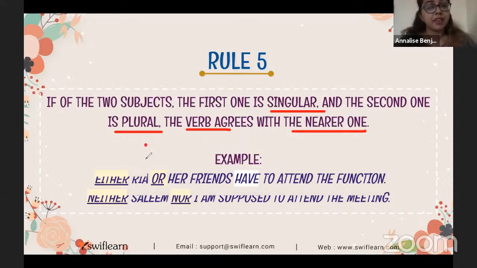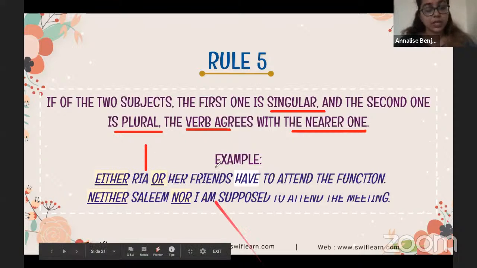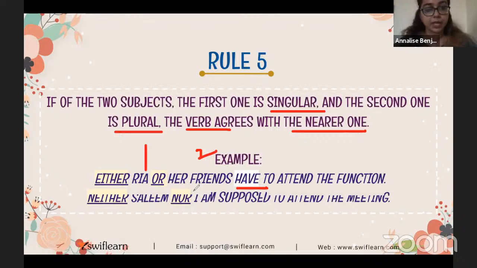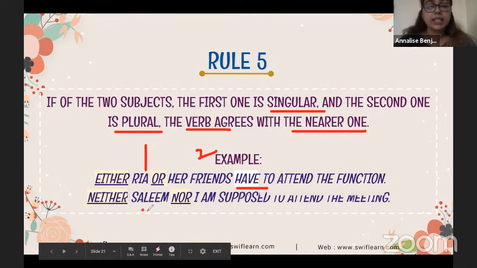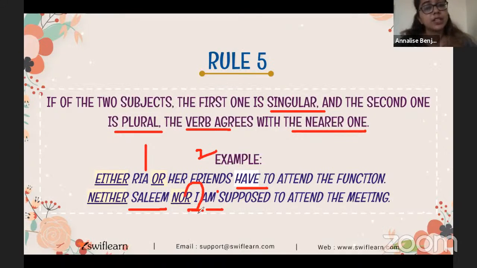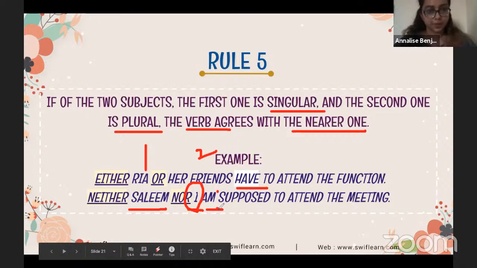Either Ria or her friends have to attend the function. So now see, the first subject is singular. The second subject is plural. So our verb is also plural. In the second one, neither Salim nor I am supposed to attend the wedding. The first subject is singular, the second subject is singular. That's why our verb is also singular, because our verb is agreeing with whichever subject is closer to it.